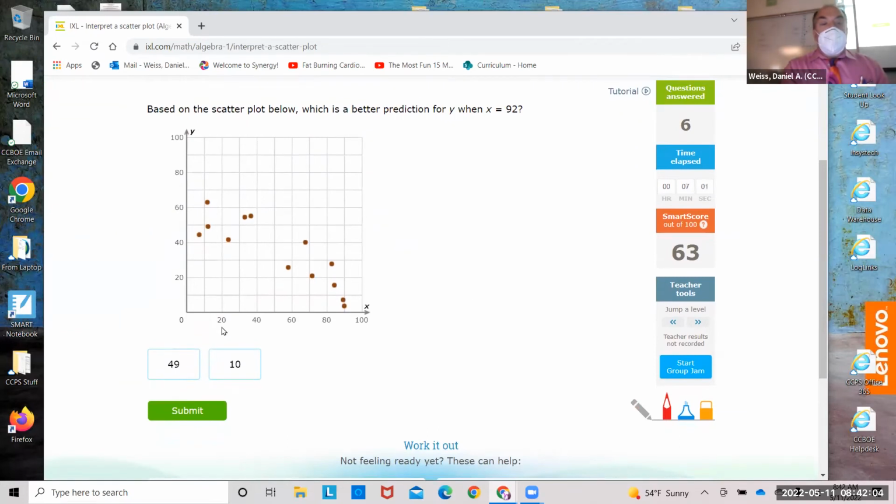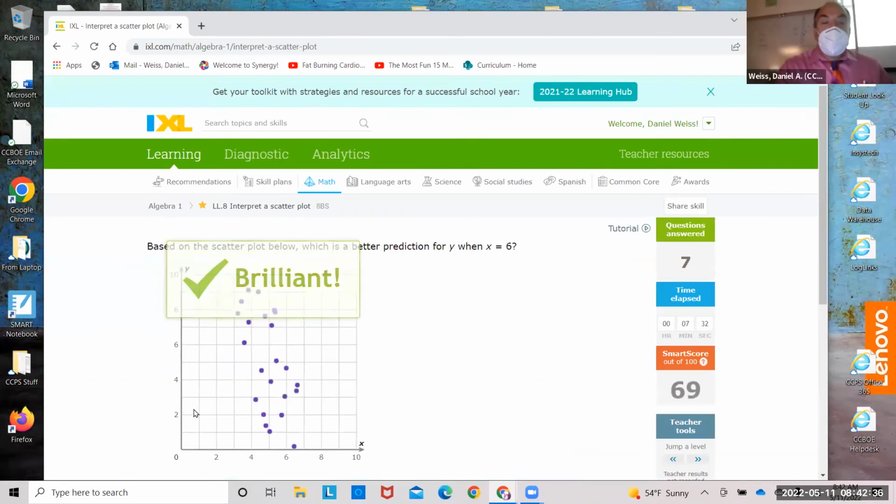All right. Here, what's the better prediction for y when x equals 92? Here is 92, right about here. I'm going to draw a line in here. Something like that, right? 92 maybe right here. Is that closer to 10 or 49? Definitely closer to 10, right? Easy.